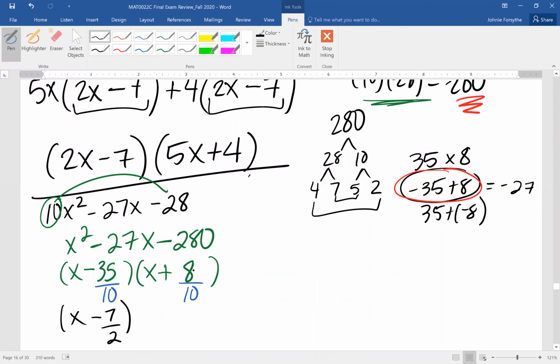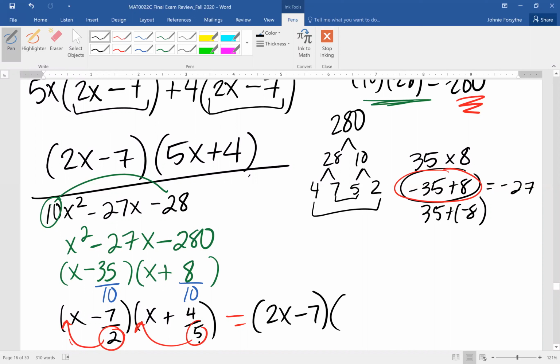And then I can divide the 8 over 10 by 2. So that would be 4 over 5. So I've simplified the fractions as far as they can go. Now I need to do the slide and divide, or the bottoms up. So I'm going to bring this denominator and slide it up. That's going to end up being 2x minus 7 times 5x plus 4. And so that's my same answer.